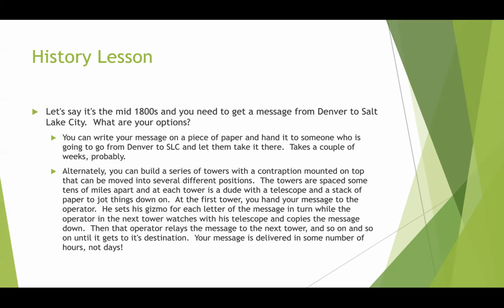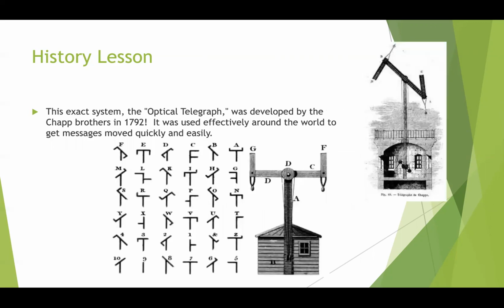Alternately, you can build a series of towers with a contraption mounted on top that can be moved into different positions. And the towers can be some tens of miles apart. You can hand your message to tower number 1, and that guy can set his contraption in particular orientations for each letter of your message. Meanwhile, a guy in the next tower is watching with a telescope or binoculars, and he's copying down your message. Then he turns around and does the same thing to the next tower in line. And over the course of a few hours, your message is delivered. Well, isn't that pretty cool? Did they really do that? Yeah, they did.